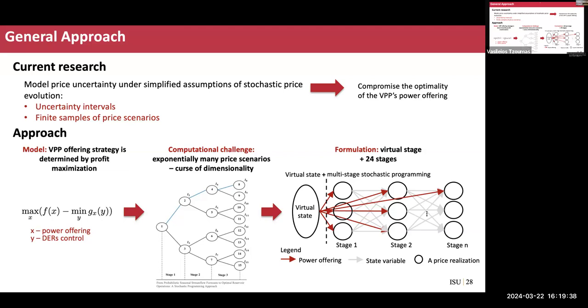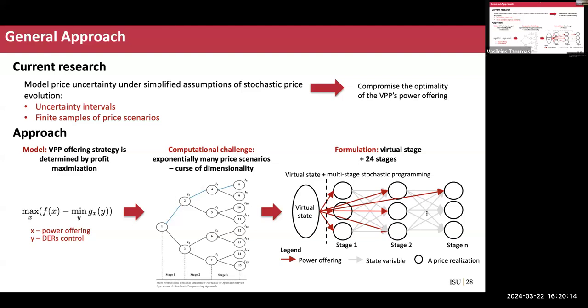And we have a second stage problem because for each of the X that we determine, for each of the power offering we determine in the first stage, we want to characterize what is the minimum cost, right? So this optimization problem in itself is a multi-stage stochastic programming problem, where we're trying to optimize our operation cost based on the offering. And so this problem becomes hard to solve due to this kind of two-level structure.